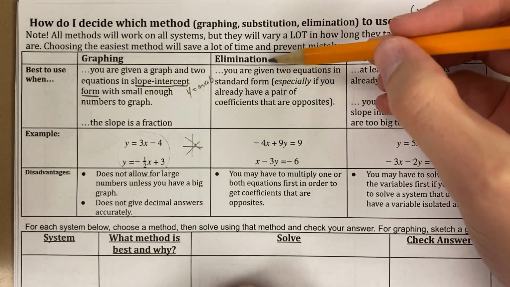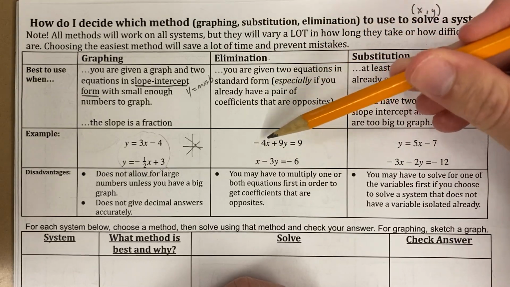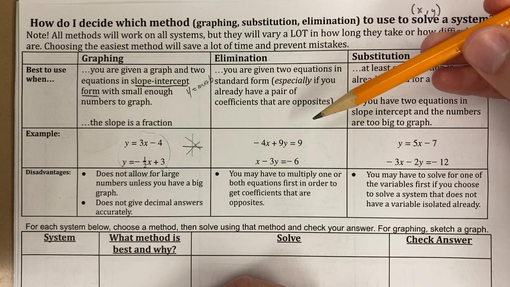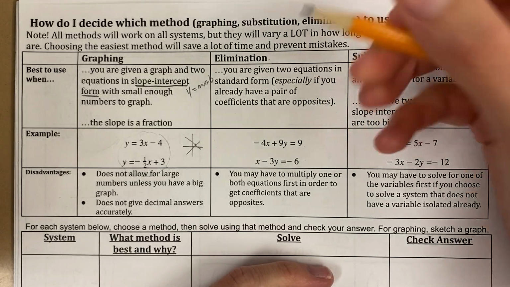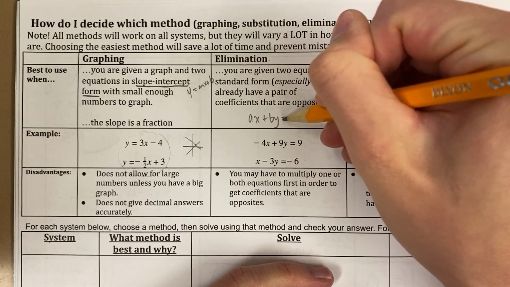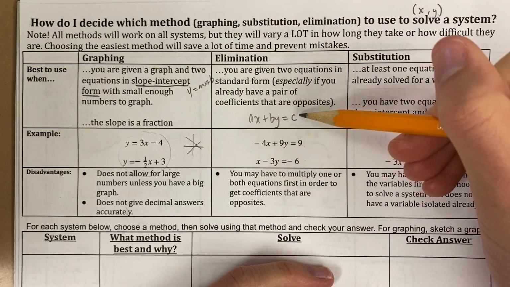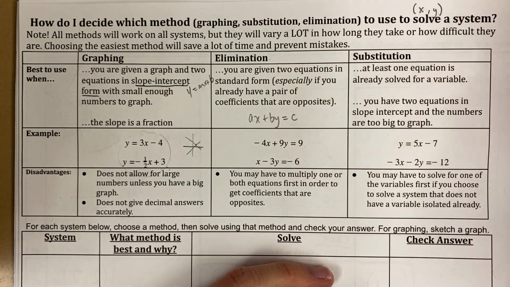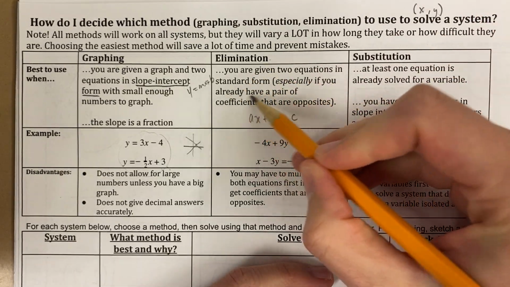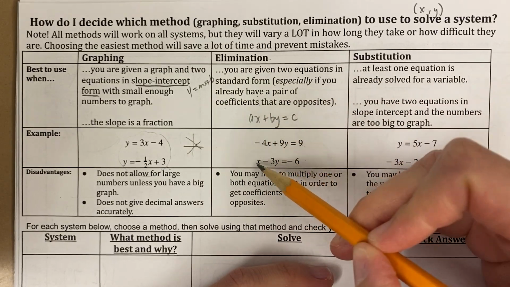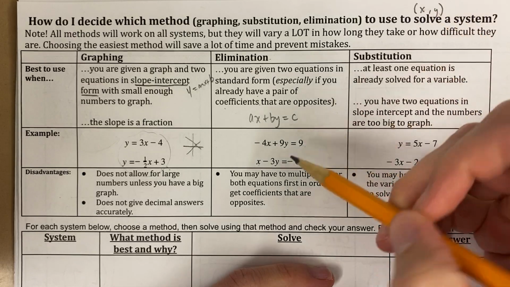Now, when should you use elimination? Elimination should be used when you're given 2 equations in standard form. Okay, remember, standard form looks like this: ax plus by equals c, a number times x plus a number times y equals a number. So these kinds of equations, if you get 2 of those, you should for sure be using elimination. That's going to be easiest, especially if you already have a pair of coefficients that are opposite. So for example, let's say this was negative 4x and this was 4x. Super easy to use elimination.